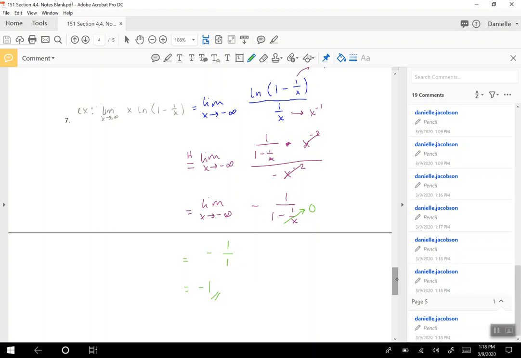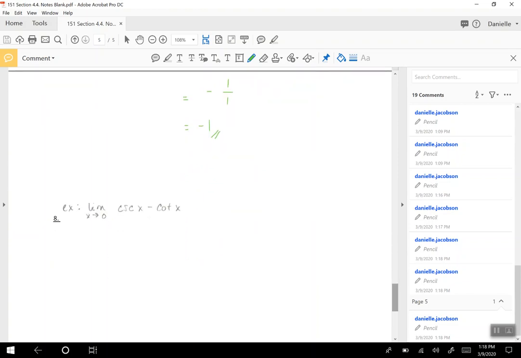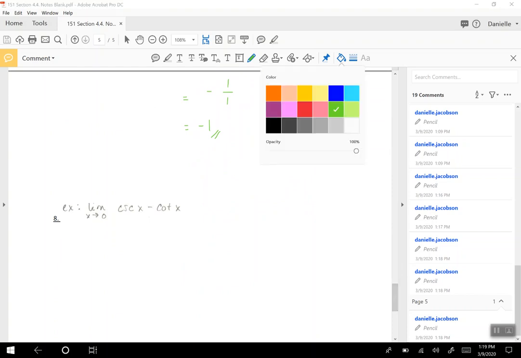All right, let's move down, and I believe, yep, this will be our last example. So looking at our last example, we have the limit as x goes to 0 of the cosecant of x minus the cotangent of x.